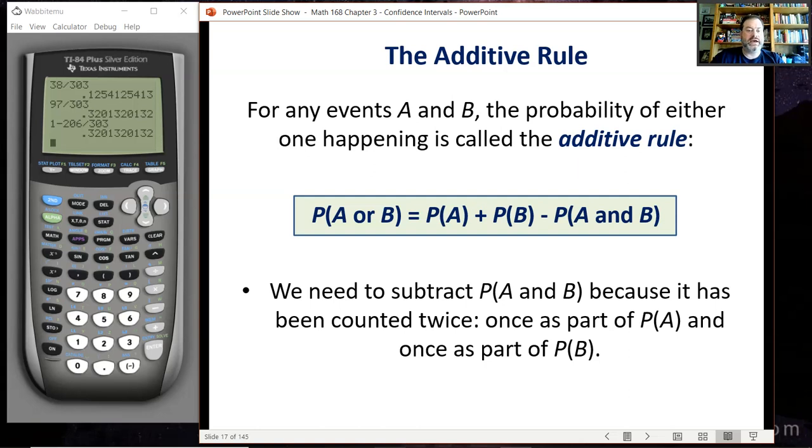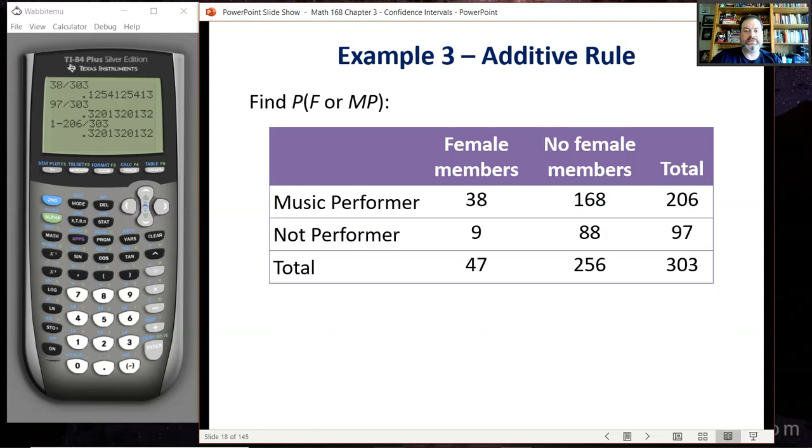Okay, so the additive rule says the probability of A or B is the probability of A plus the probability of B minus the probability of A and B. That might seem like a weird formula, like where does this come from? But I'm going to explain it, then I'm going to show you the example, and I think you'll see where it comes from. We need to subtract the probability of A and B because it has been counted twice. It's been counted as part of the probability of A and once as part of the probability of B. I know that's a little abstract. Let's do the example, and you'll see where this comes from.